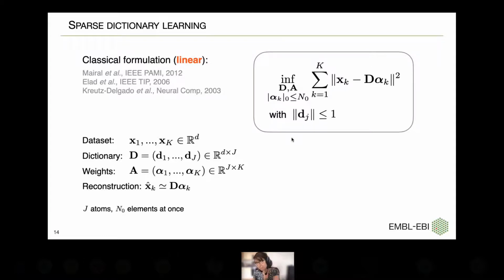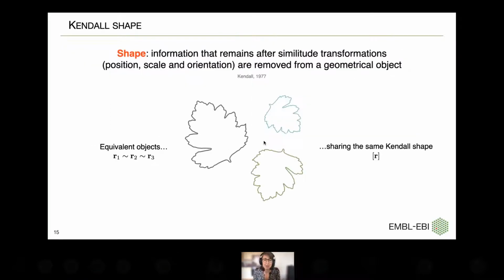And to answer this, we have to ask ourselves a first question, which is, do we really want to consider the geometrical models themselves as input data? And I hope I'm going to manage to convince you that no, that's not what we want. Because effectively, what we want to characterize is the shape of these geometrical models. And now I'm not using the word shape as we would use in classical English vocabulary. I'm using the word shape as in the definition of Kendall shape, so in a very specific way. So shape is whatever remains once we have removed similarity transformations. So that would be position, scaling, and orientation from a geometrical object.